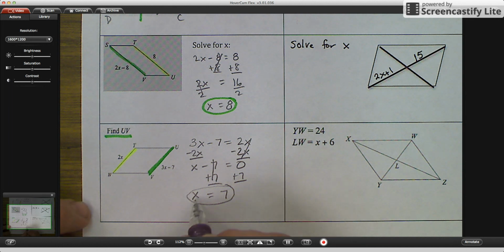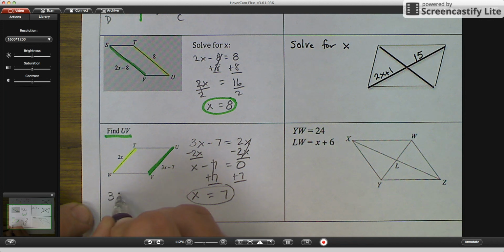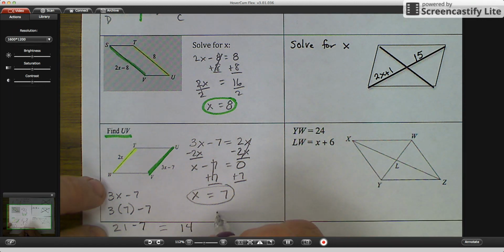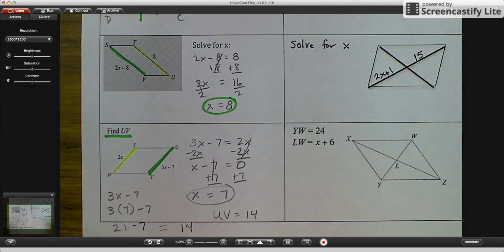So the way that I'm going to do that is, if I know that x equals 7, I'm going to take that and plug it into 3x minus 7. So I'm going to go 3 times 7 minus 7, and 3 times 7 is 21, minus 7, and that will equal 14. So UV is equal to 14.